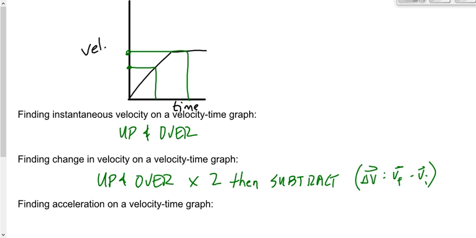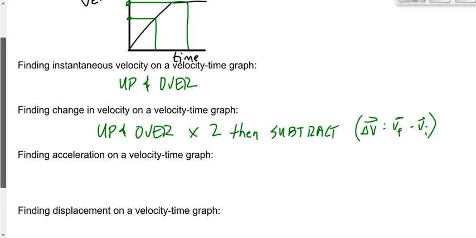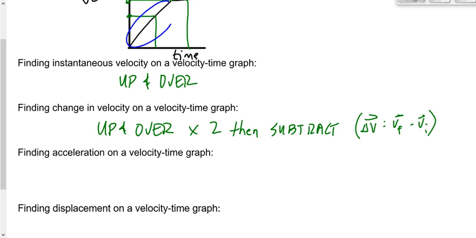Finding the acceleration on the velocity time graph. If you look at individual sections, you can find the slope, or you could just say A is equal to delta V over delta T, which really boils down to the same thing as the slope. Delta V is the rise, delta T is the run. As long as you have only one thing happening, you're not sloping upwards and then changing, right? If you're looking at just one section of time or one section of the graph, you can use delta V over delta T, or the slope works fine.